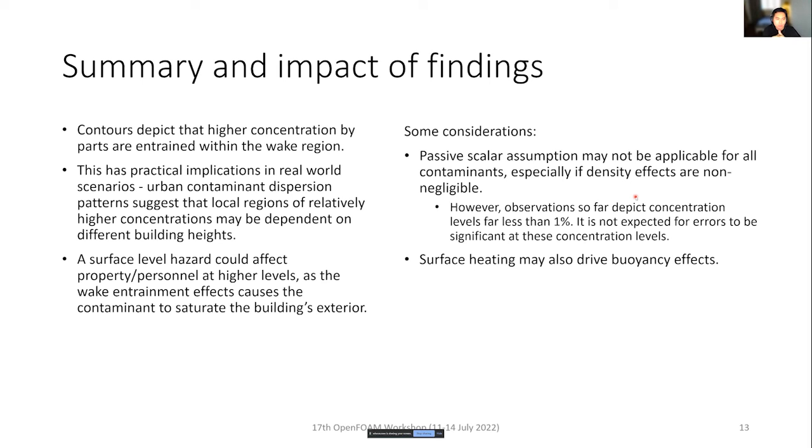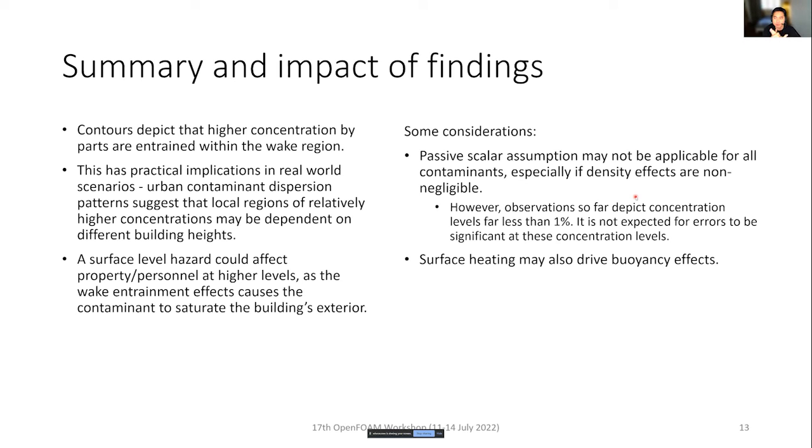So this has practical implications in real-world scenarios, such as, like I mentioned, urban contamination dispersion patterns, which suggest that these local regions of relatively higher concentration may depend on different building heights, and their dissipation time might take longer. So these tracer gases might actually linger longer. And ultimately, a surface-level hazard could affect property and personnel at higher levels, such as in high-rise buildings, as this wake entrainment effect causes the contaminant to saturate the building's immediate exterior.